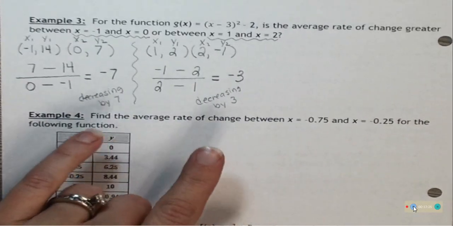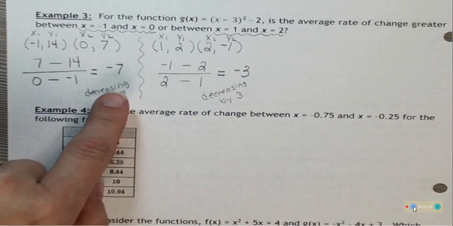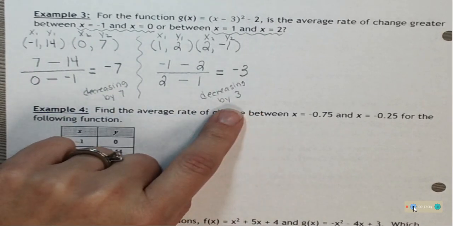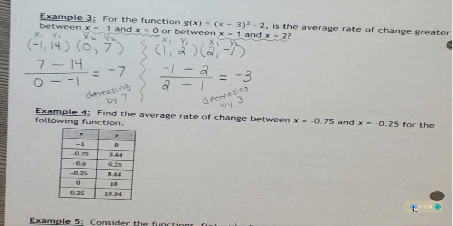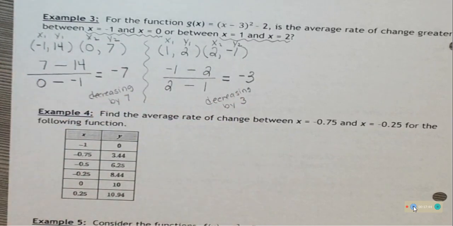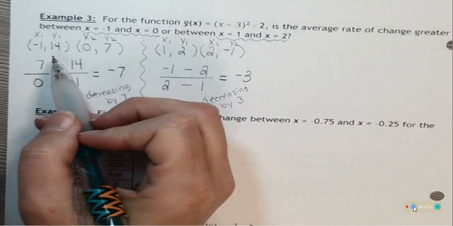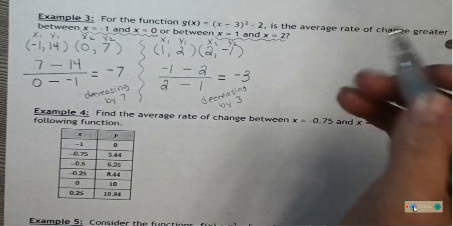Think of it as if 2 people are going down the stairs, okay? This person's going down 7 stairs at a time. This person's going down 3 at a time. Who's going to get there faster? 7. Even though numerically, like on a number line, -7 is not greater than -3. We're not talking about the number line. We're talking about how fast are they changing. So in this case, the interval -1 to 0 has the greater rate of change.